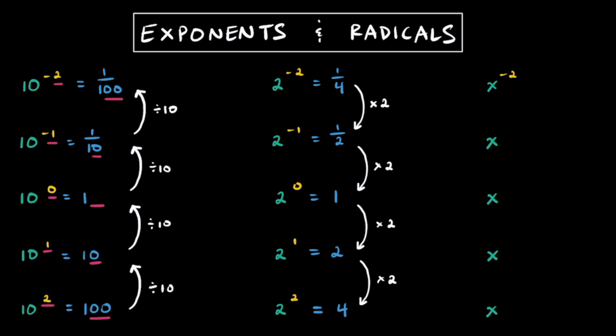And so we can generalize this rule with a base of x here. As long as x isn't equal to 0, we're going to have this equal 1 over x squared for any value of x besides 0. Then we'll have 1 over x. Then over here, this is just going to be 1 again.